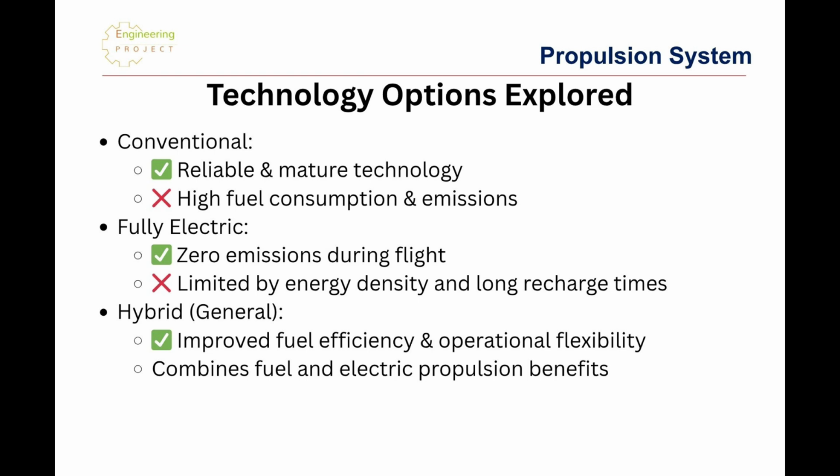As for the conventional, it is a very reliable and mature technology, but it has very high fuel consumption and emission, which is not aligned with our goals. And for the fully electric case, with an unmanned aircraft, it requires larger energy density, and the longer recharge time is also not appropriate. So it comes down to the last one, which is the hybrid propulsion system.